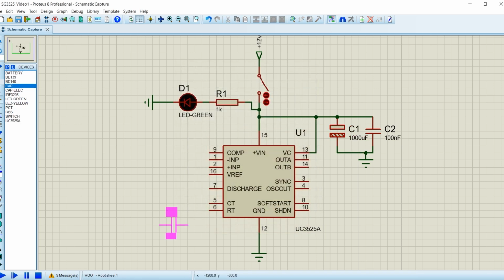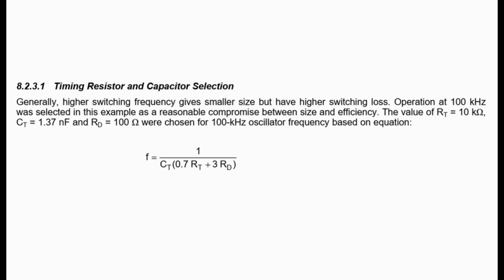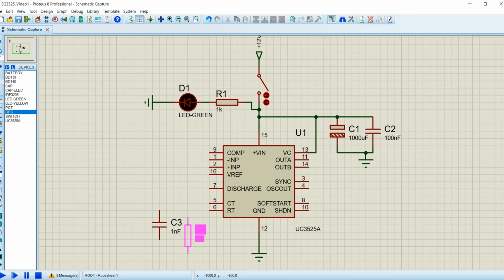To set the oscillator frequency, this frequency is set by the RT resistor, pin 6, and the CT capacitor, pin 5. You can set the switching frequency by using the formula in the datasheet. Increasing RT or CT will lower the frequency, while decreasing them will raise the frequency.